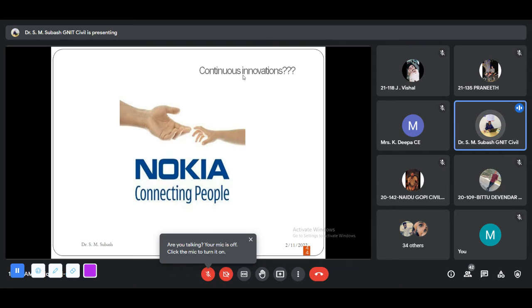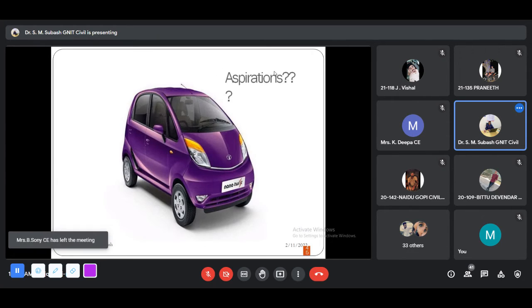Nokia. The Nokia chairman cried and he said, because of this, we can't continue our innovations. They stopped with that. That is the thing: they couldn't sustain the market.